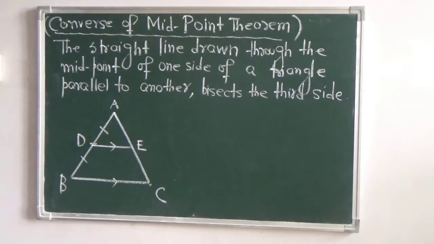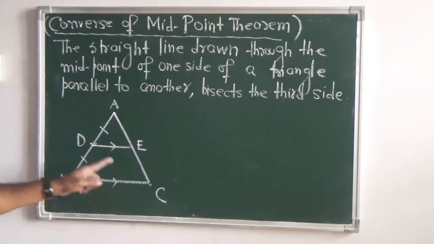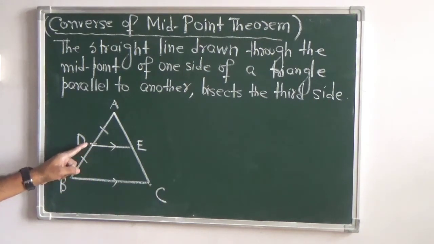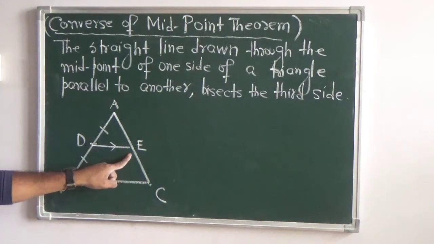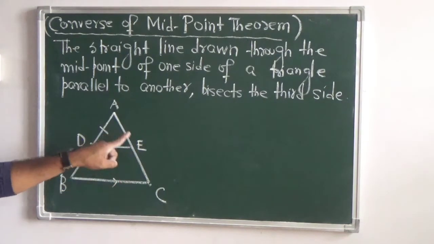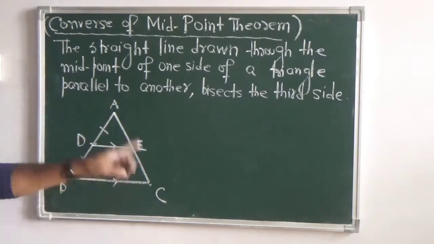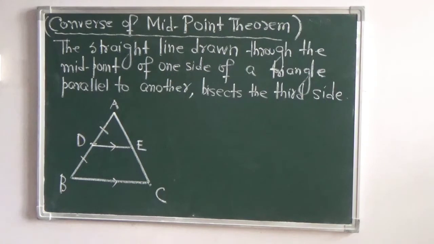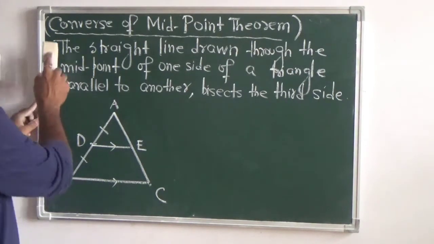Am I clear? If D is the midpoint of the side AB and from the point D we construct a line parallel to the side BC, drawing a line from the point D parallel to BC meets the opposite side AC at E, then E becomes the midpoint of AC. So this is the converse. Now we will proceed to find the proof of this particular theorem. If you have noted it down, I will simply rub the definition.